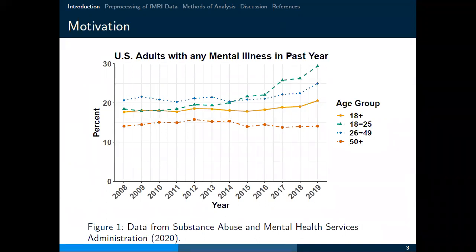So why is fMRI and neuroimaging data very generally important? So one thing to look at, this trend in mental illnesses in the United States across time. So particularly among younger age groups, we have this increasing trend since 2008 through 2019 of an increase in the prevalence of mental illnesses. So you see, 18 plus, 18 to 25, all of these groups, an increasing trend.